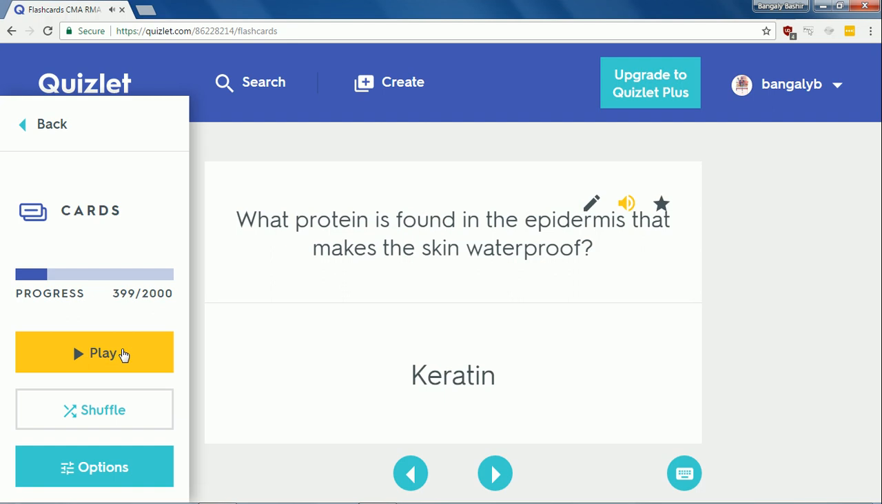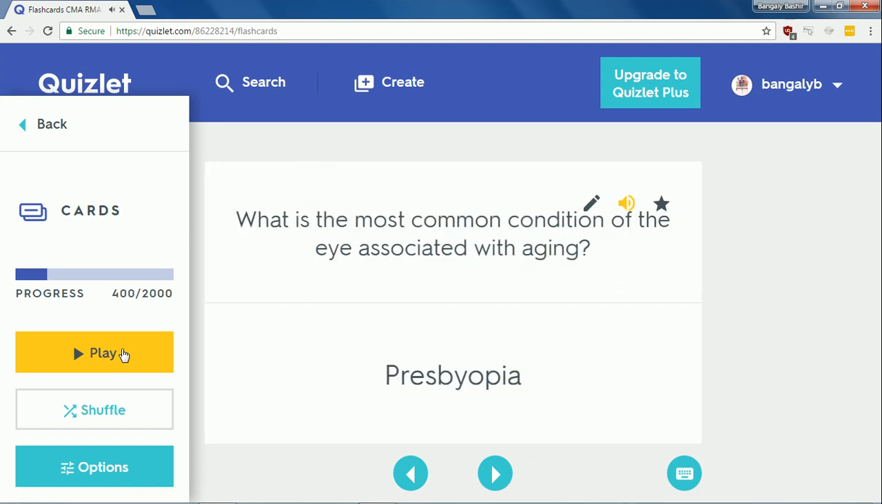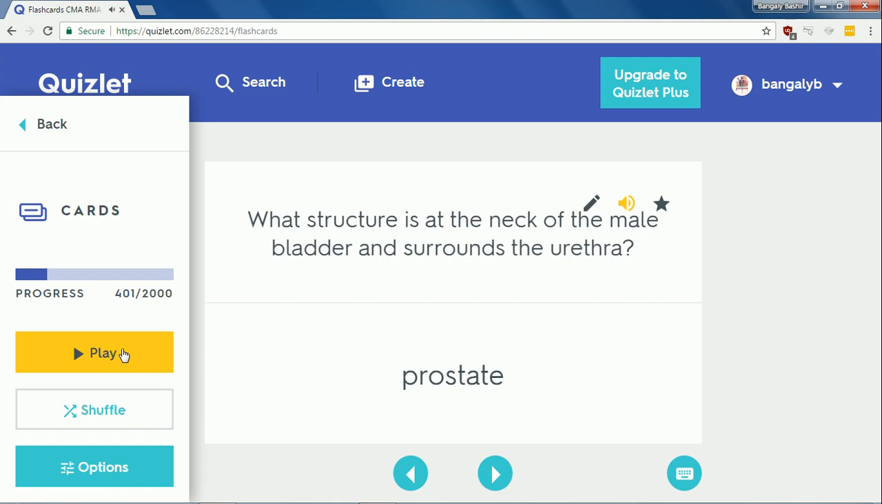What protein is found in the epidermis that makes the skin waterproof? Keratin. What is the most common condition of the eye associated with aging? Presbyopia. What structure is at the neck of the male bladder and surrounds the urethra? Prostate.